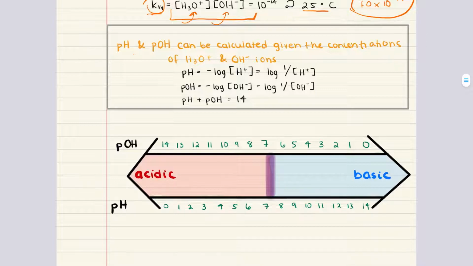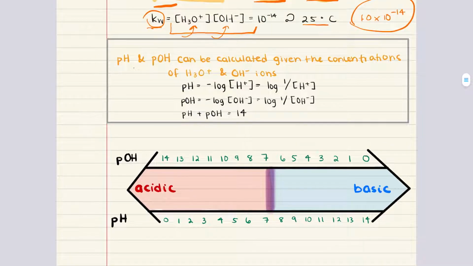This refers to the balance between hydrogen ions and hydroxide ions in aqueous solutions. Now, the concentration of these ions determines the pH and the pOH of the solution. A p-scale is defined as the negative log of the quantity. So let us elaborate on that.